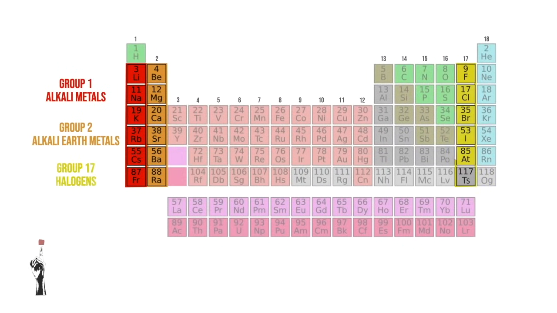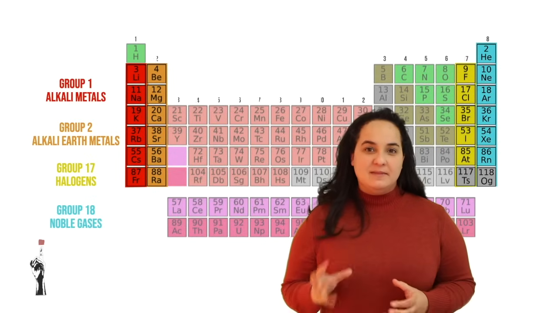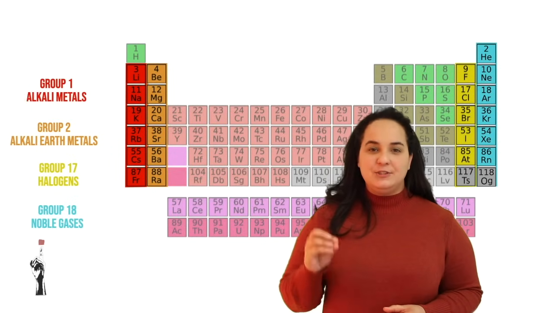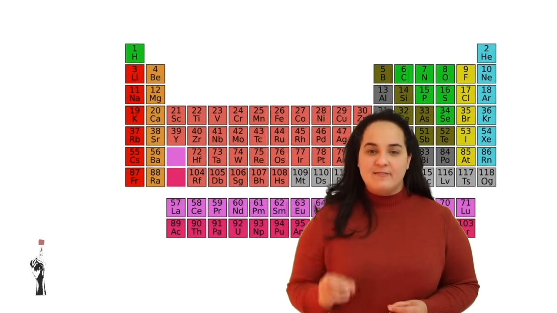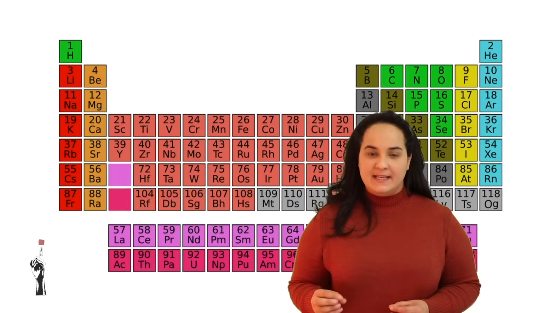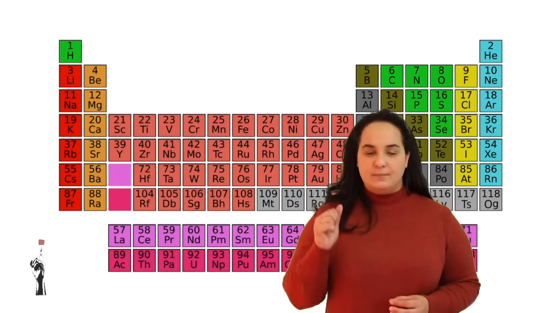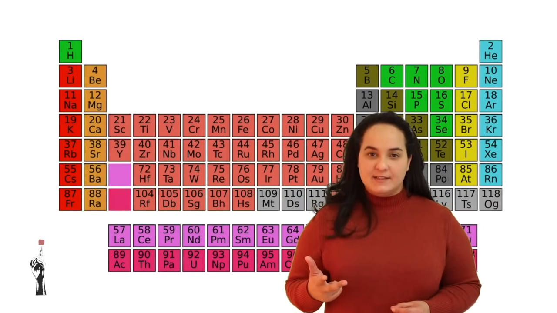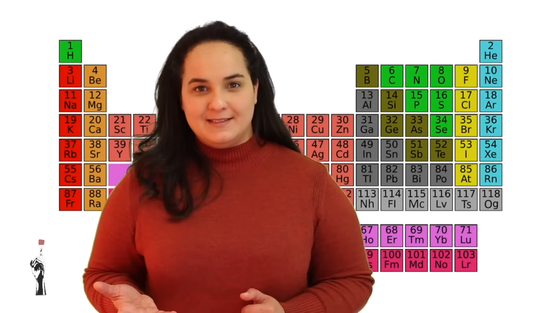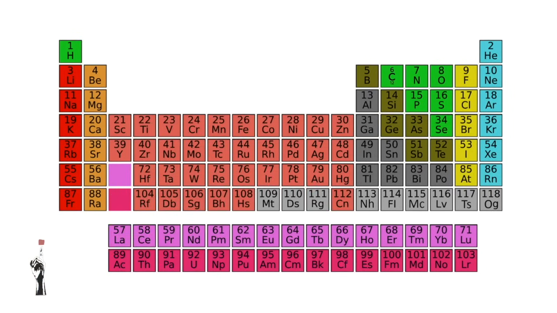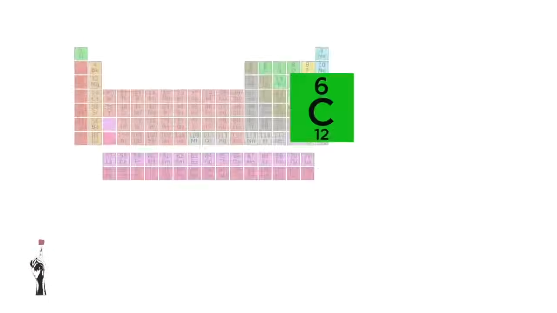Group 17 are my halogens, and in the last group, group 18, are my noble gases. Each element found on the periodic table is unique in the sense that they all have a unique type of atom. Each atom is made up of protons, neutrons, and electrons. The combination of electrons, protons, and neutrons make up the unique properties of each element, and therefore they differ from element to element. So let us zoom in on one block on the periodic table.